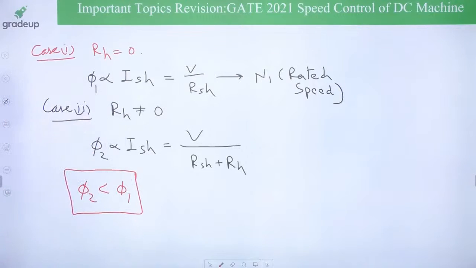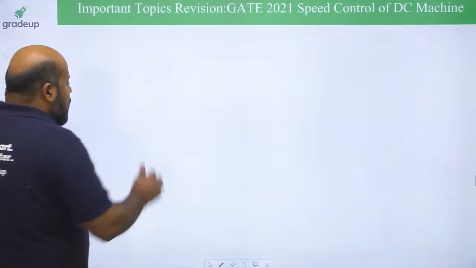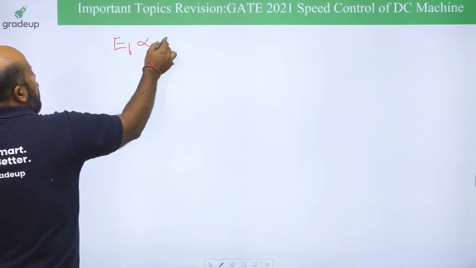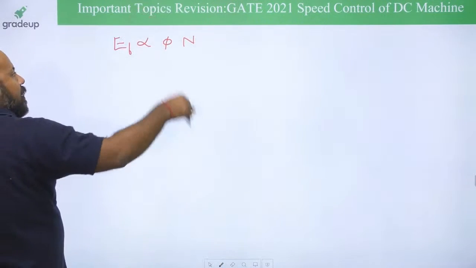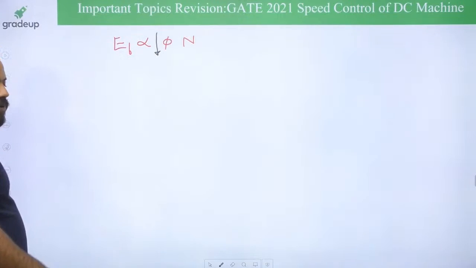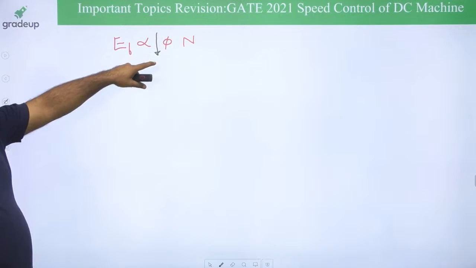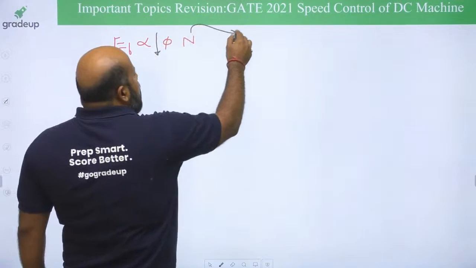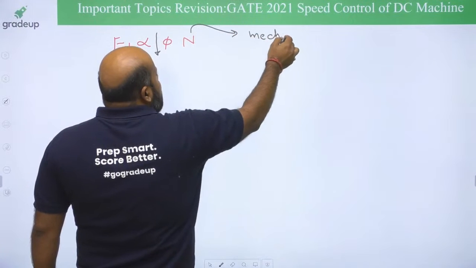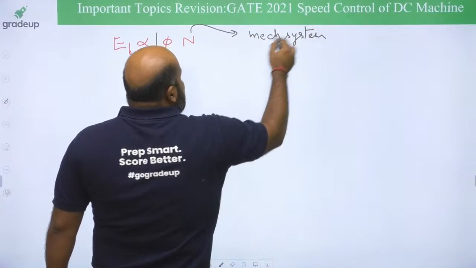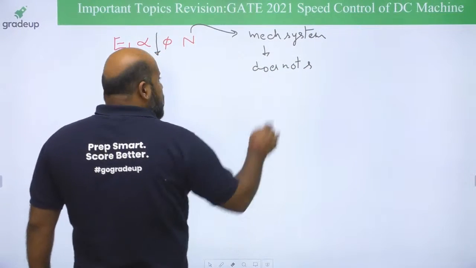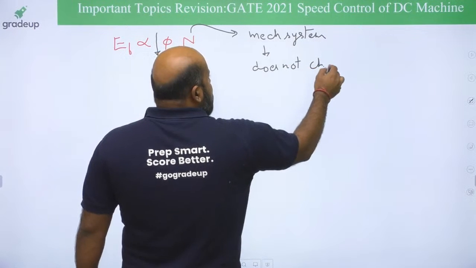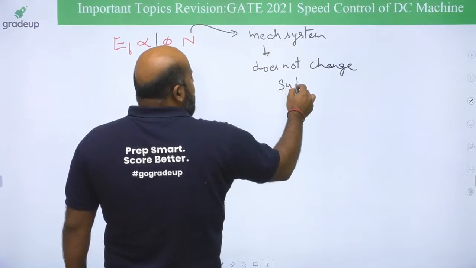Now the real story begins from here. You know that the back EMF is directly proportional to flux and speed. And you are saying that by putting the external resistance, the shunt field flux has reduced. Now if the shunt field flux has reduced, you please try to understand, the speed belongs to the mechanical system, it does not change suddenly.